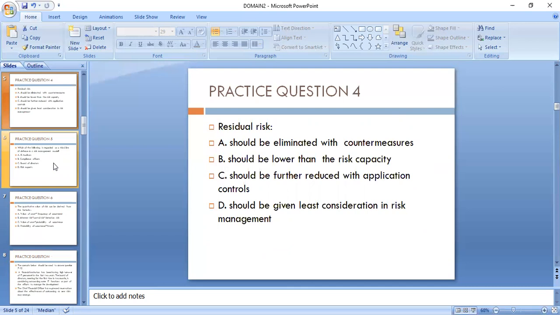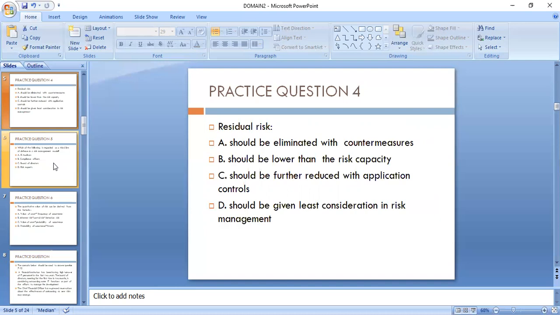B is correct because risk capacity is what you can afford to lose. Residual risk is what you are willing to lose. So you expect your residual risk to be lower than your risk capacity, right? C should be further reduced with application controls. If you reduce residual risk again, that means you are over invested in controls because you are reducing your risk below what is acceptable to you. So you are wasting resources.